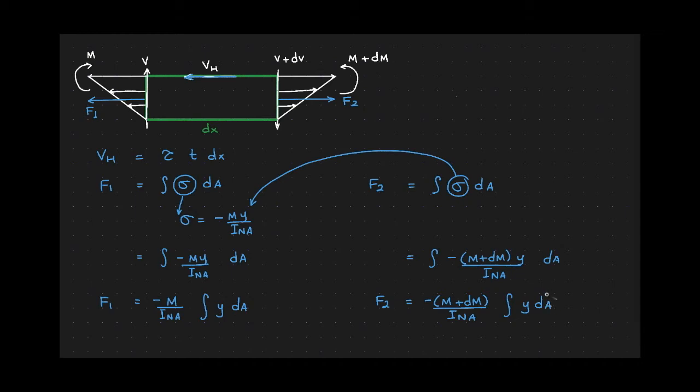The free body diagram is in equilibrium, so if I sum the forces in the x direction, and I'd like positive to go to the right, that would be equal to negative F1 minus VH plus F2 is equal to 0.